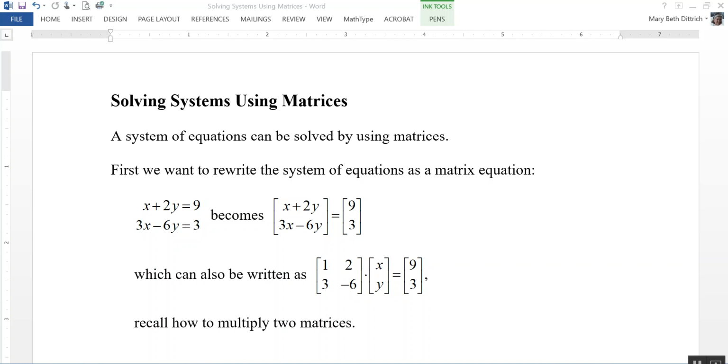This video is on solving systems using matrices. A system of equations can be solved by using matrices. First, we want to rewrite the system as a matrix equation. So this system of equations becomes this matrix equation.